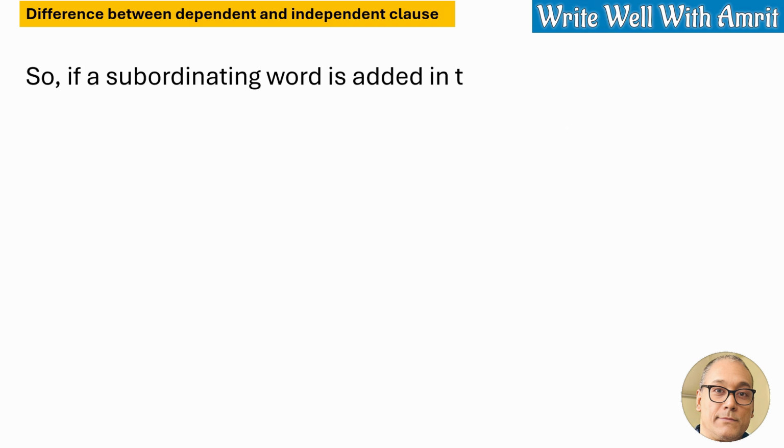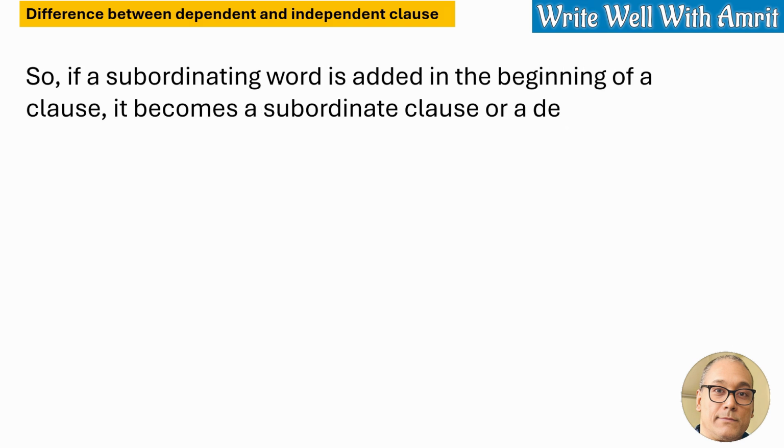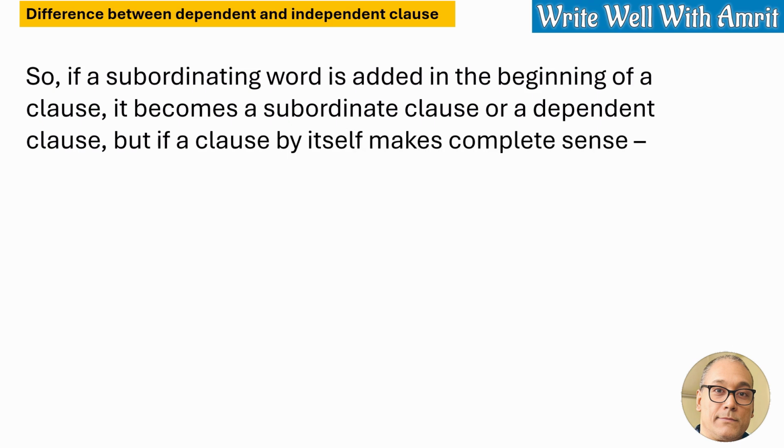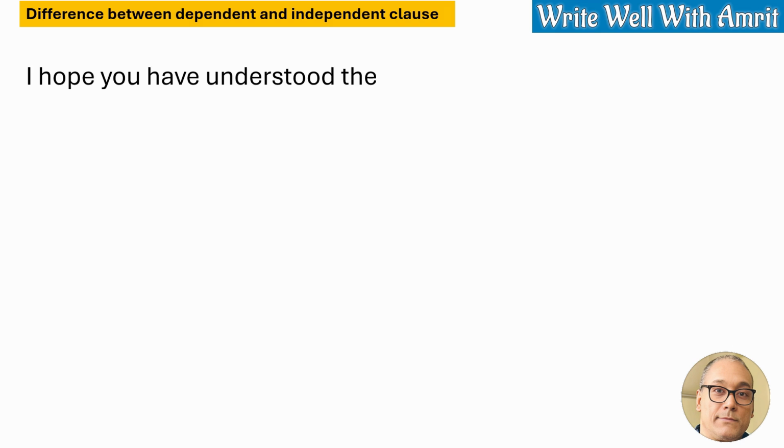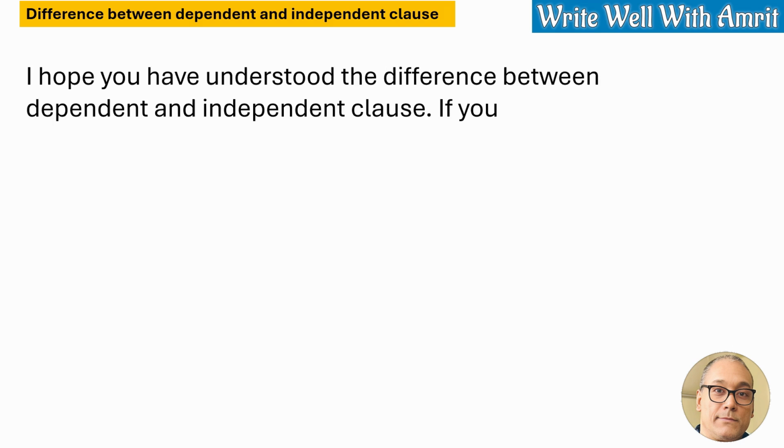So, if a subordinating word is added in the beginning of a clause, it becomes a subordinate clause or a dependent clause. But if a clause by itself makes complete sense, I'm running late, for example, it becomes an independent clause. I hope you have understood the difference between dependent and independent clause.